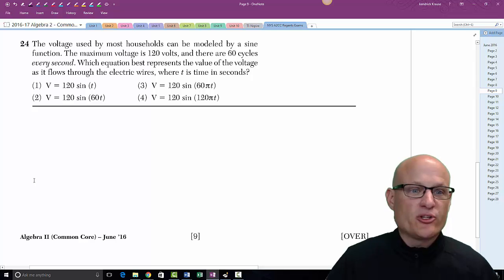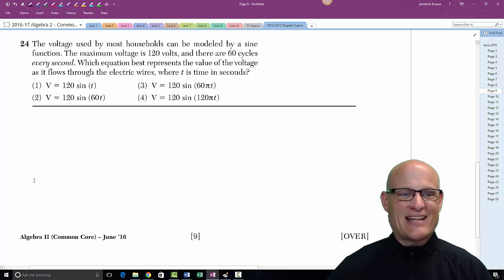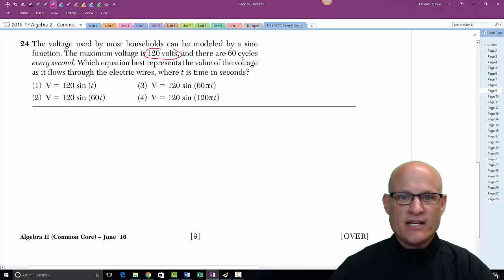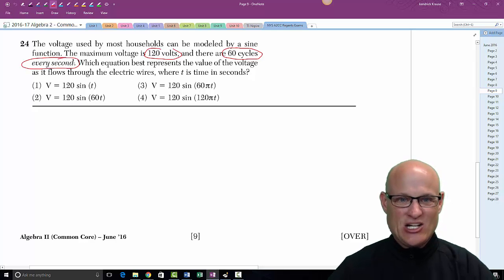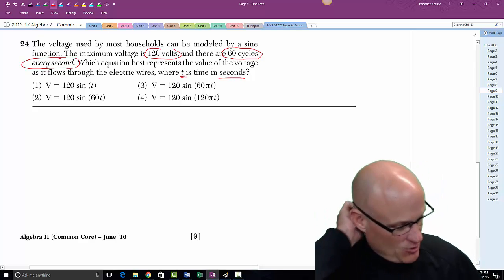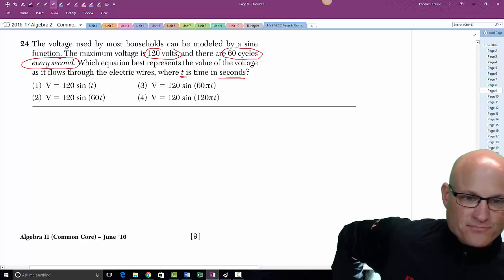All right, finally, the voltage used by households can be modeled by the sine function. The maximum voltage is 120 volts, and there are 60 cycles, and the important part for this one is every single second. There are 60 cycles every single second. So which equation best represents the voltage as it flows through the electrical wires, where t is time in seconds? So let's see how we're going to do this one.